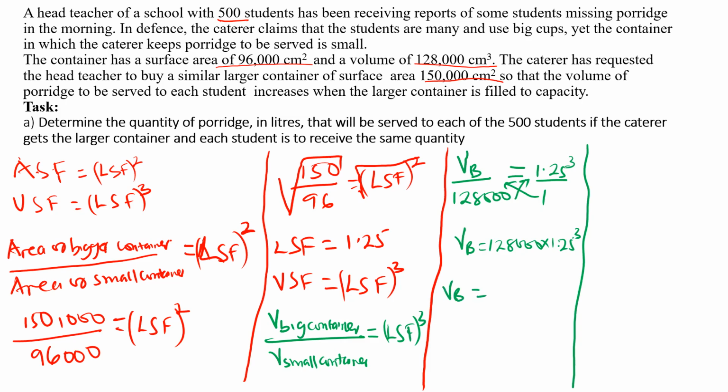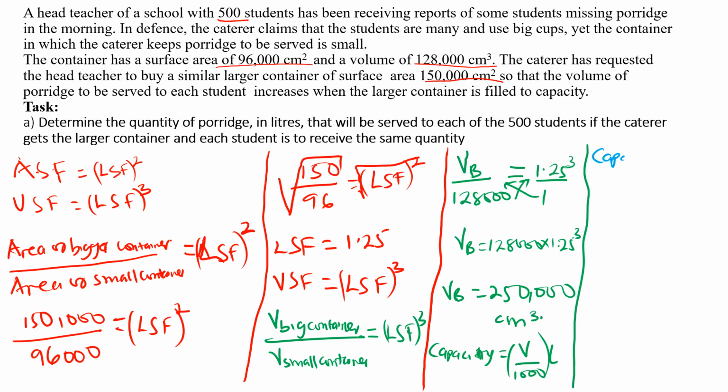And I'm seeing my answer as 250,000. But remember, the volume here is in cubic centimeters. But they had asked us to find the quantity of porridge in liters. So you'll come here and say that capacity is equal to volume divided by 1,000, and it should be in liters.